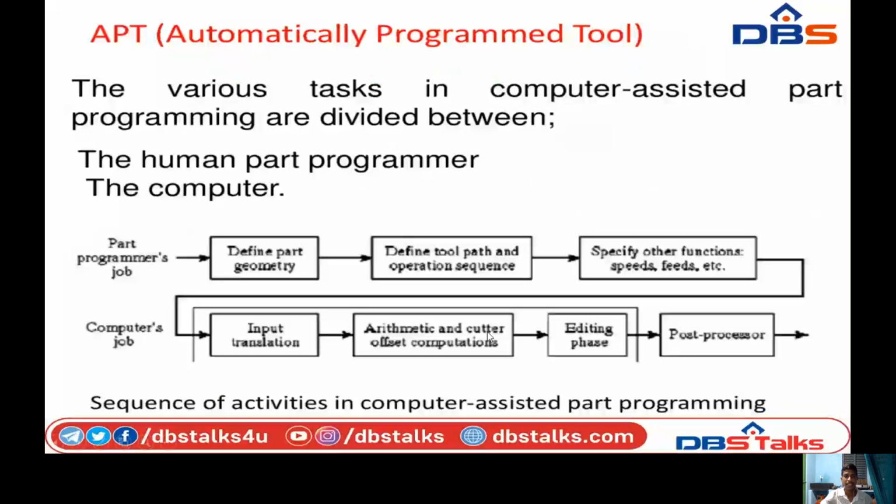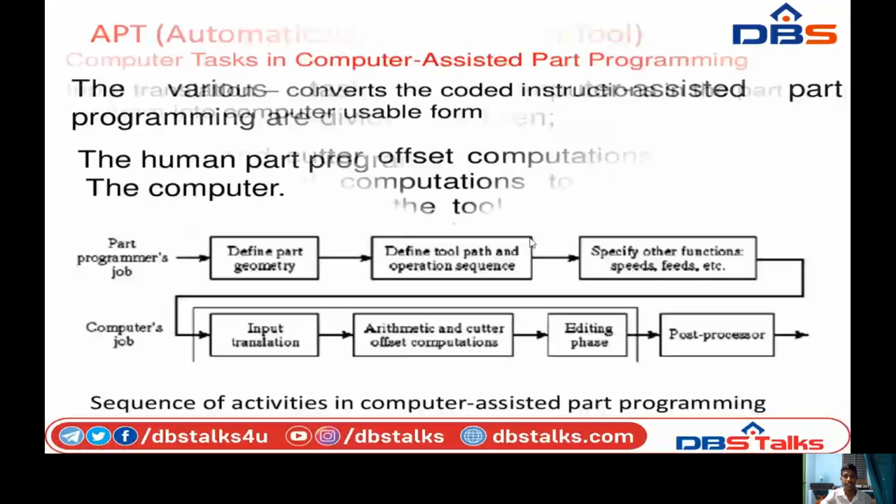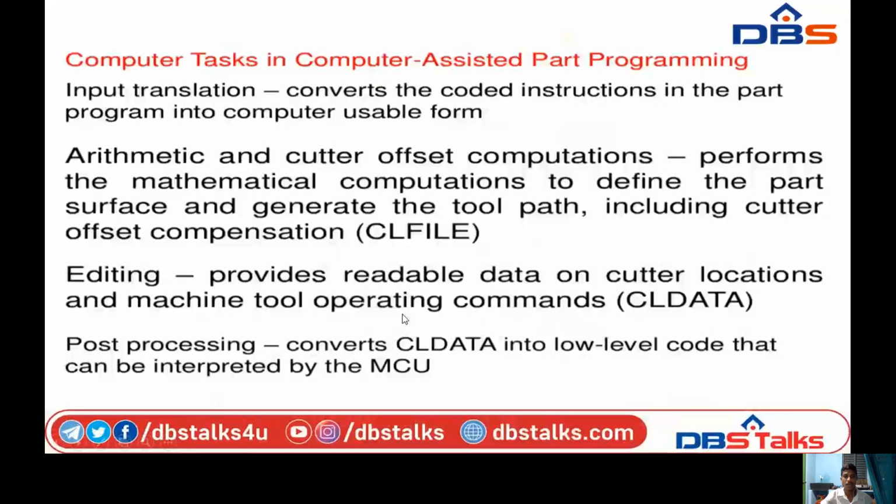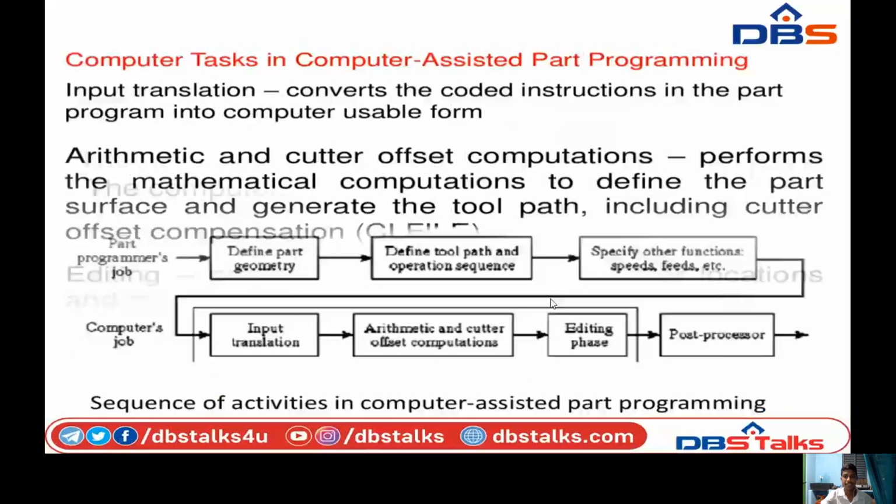Then after that, arithmetic and cutter offset computations. Arithmetic means we already know that. What is arithmetic? Some mathematical operations can be completed in this stage, and we are calculating some computations like cutter offsets, etc. Editing phase: editing phase means readable data on cutter location and machine tool operating commands. That means cutter location data can be calculated in the editing phase.